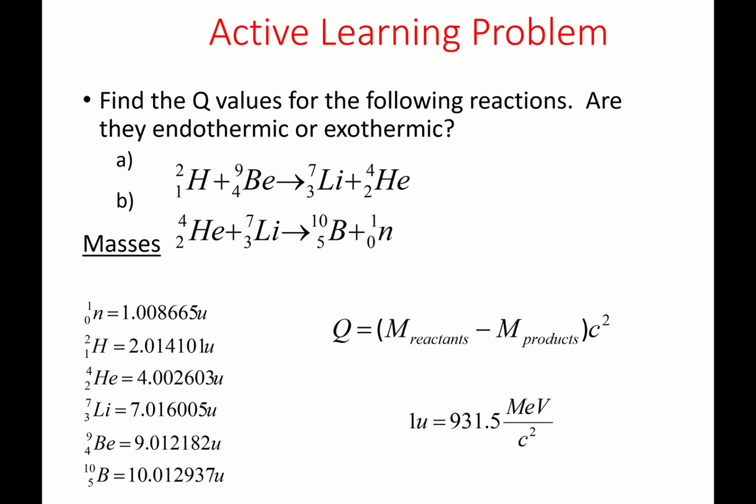So what I want you to do today is just calculate. I've got all the masses down at the bottom for each of these two reactions, A and B, what the Q value is, and are they endothermic or exothermic. I'll give you a hint. One is endothermic, one is exothermic. So you need to make sure you put the Q calculation in the right order. The reactants are positive, you subtract the product masses times c squared.